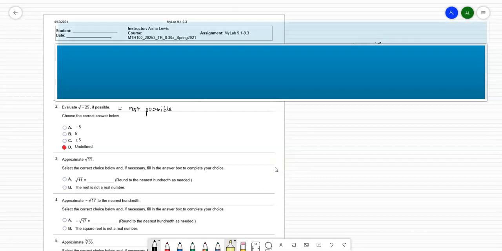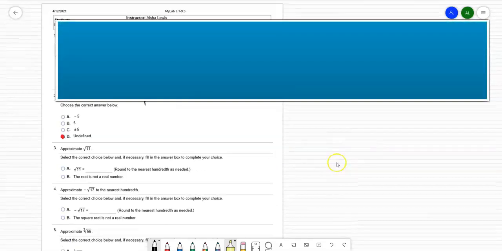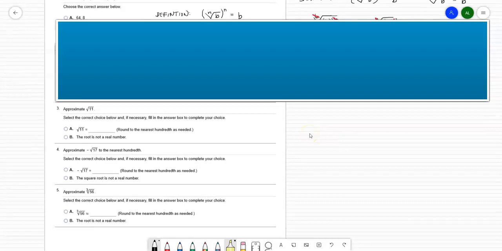Numbers 3, 4, and 5, you're being asked to approximate the value of the radical, which means you're using your calculator to determine what that number is, what the decimal is, and then you're asked to specifically round that number. So when you enter in the square root of 11 into your calculator, you'll get this very long, non-terminating, non-repeating decimal. All right, it goes on and on and on. So you're asked to round to the nearest hundredth.